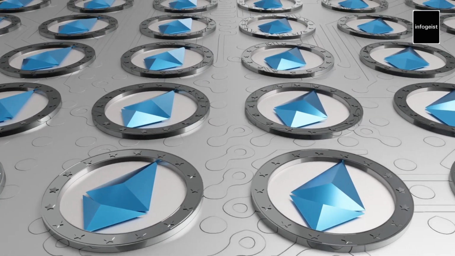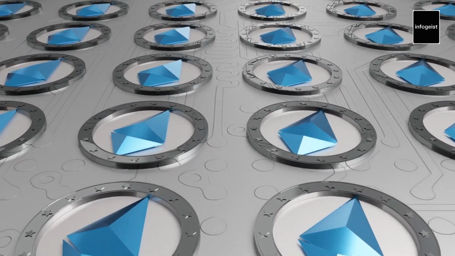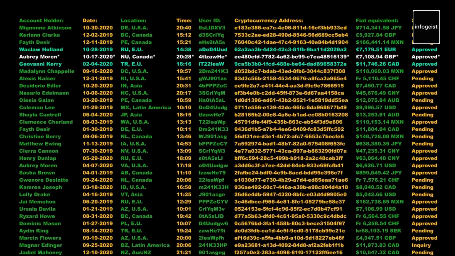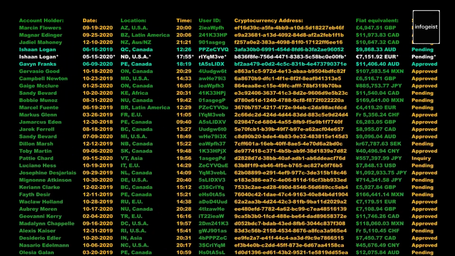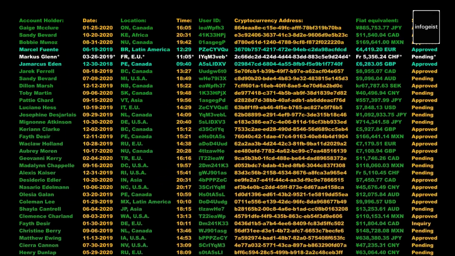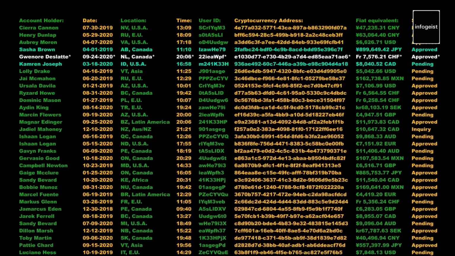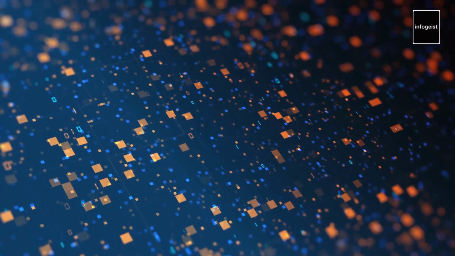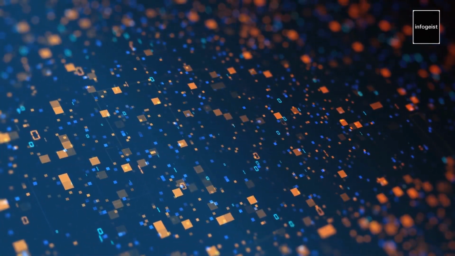Ethereum utilizes the Ethereum Virtual Machine, also known as EVM, a runtime environment that executes smart contracts. It supports multiple programming languages, with Solidity being the most commonly used. Solidity allows developers to write secure and auditable smart contracts, facilitating the creation of complex applications on the Ethereum platform.